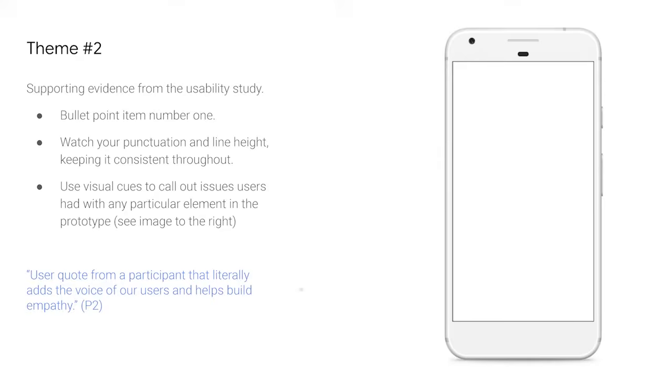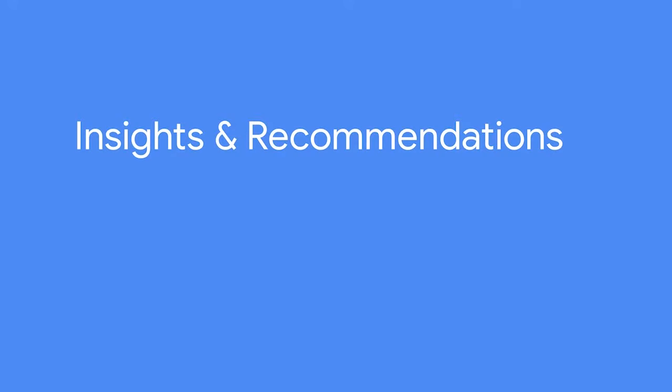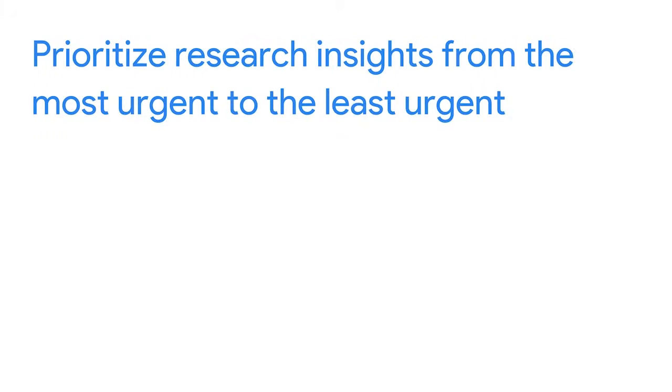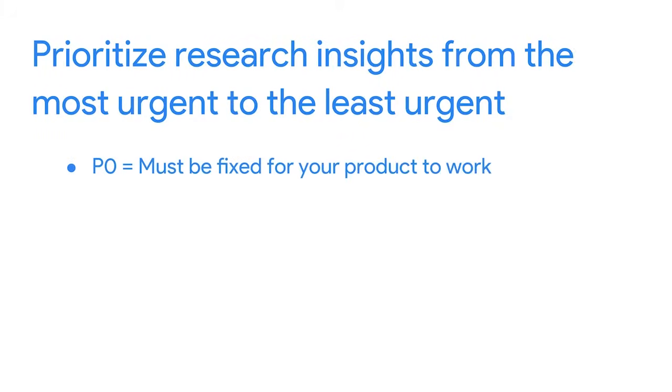Okay, we've made it to the third section, which is a summary of our insights and recommendations. Let's fill out the first slide in this section, Research Insights. It's helpful to prioritize your research insights from the most urgent to the least urgent. You'll likely do this prioritization with project stakeholders like a fellow designer, the product manager, or an engineering lead. There are a few insights that should be considered a priority 0 or P0, which means they must be fixed for your product to work.